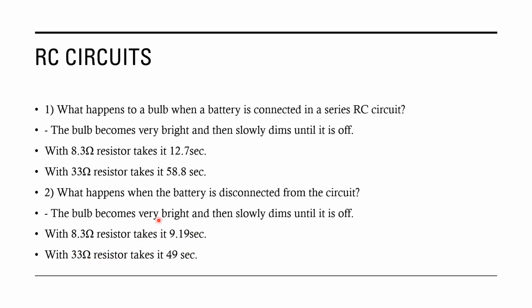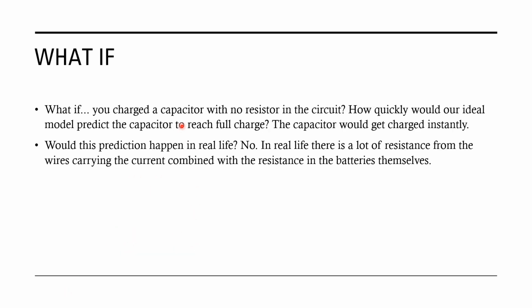This is because the bulb gets bright while the capacitor is charging, but once it is fully charged, it starts dimming off. And then over here, once the battery is disconnected, the current starts flowing again while the capacitor is discharging. And then finally, once the capacitor is completely discharged, the bulb turns off.